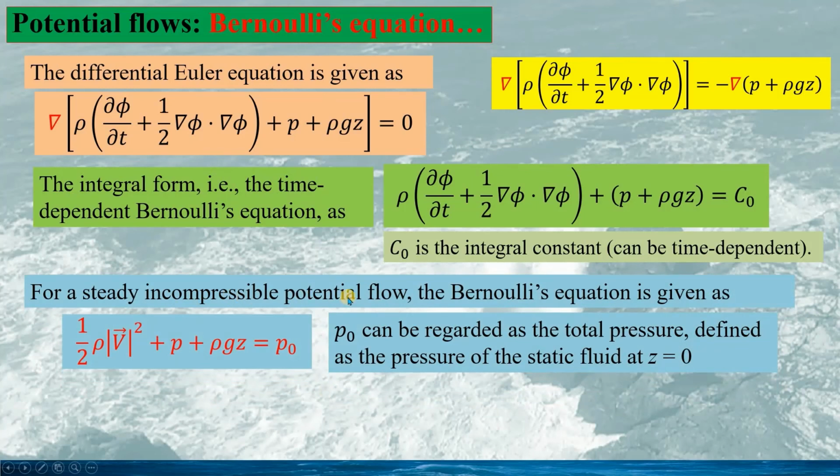And for a steady incompressible flow, the Bernoulli's equation would be given as this. And here, C0 can be given as P0, the total pressure, defined as the pressure of the static flow at z equaling 0. So this is very similar to the conventional Bernoulli's equation.